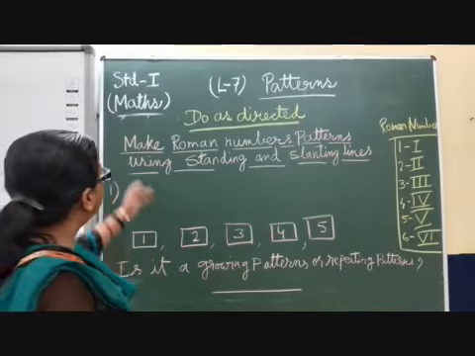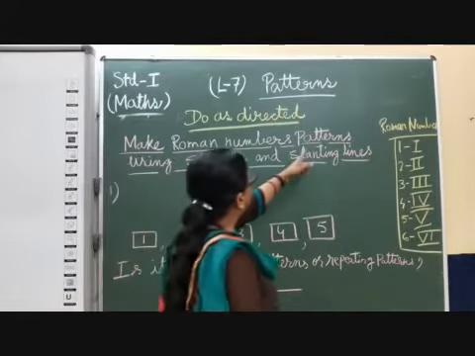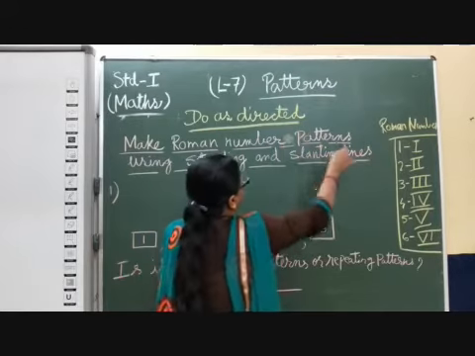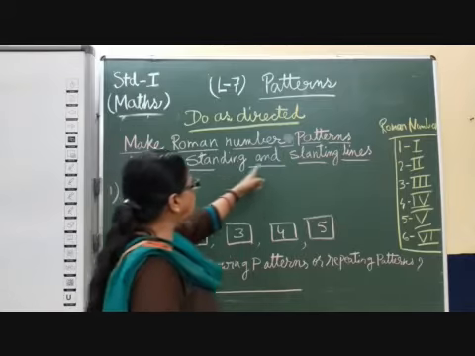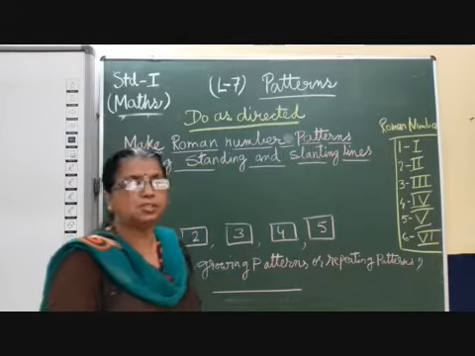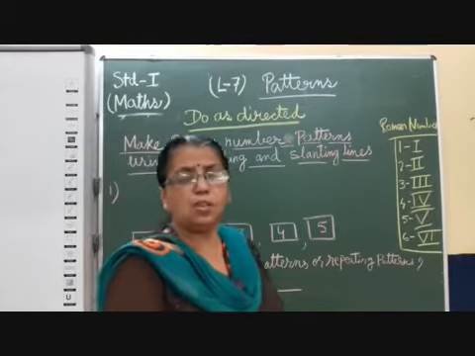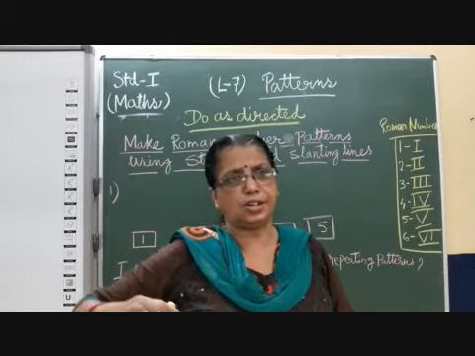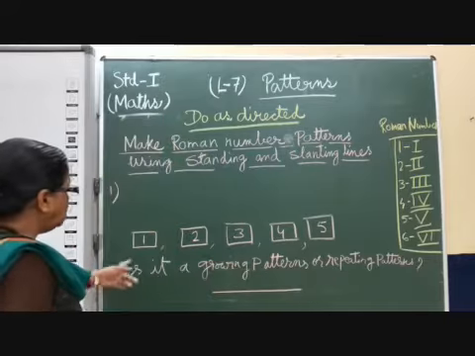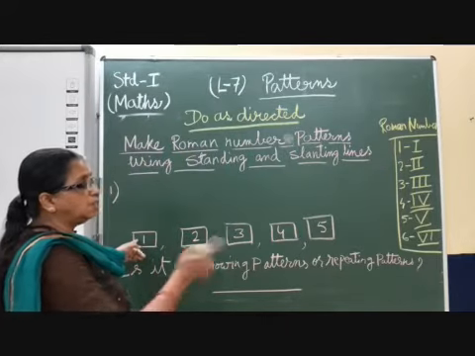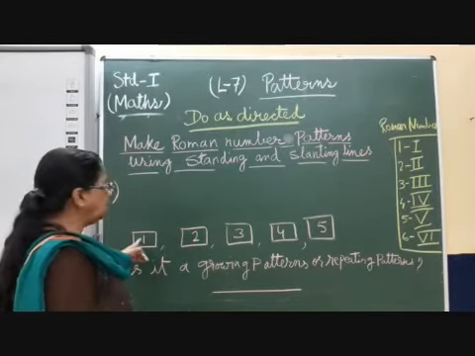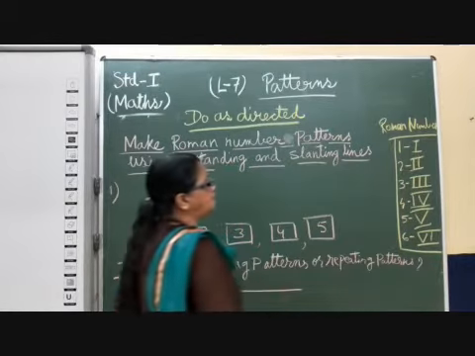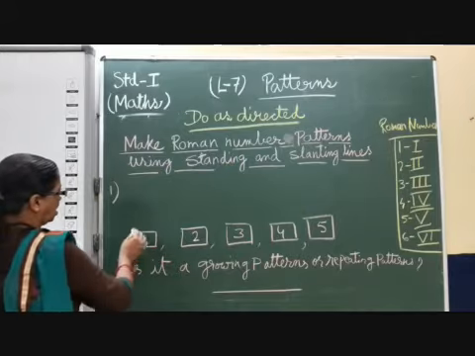What is the task? Make Roman numeral patterns using standing and slanting lines. Standing line, you have learned, is straight, and slanting is a little bit slanted. Okay. So we will make this with the help of these lines. We will make one, as we have seen here, with a standing line and sleeping line. So we will make one.